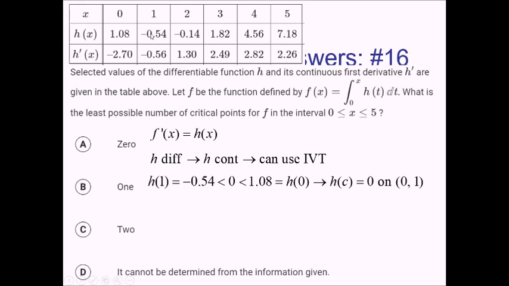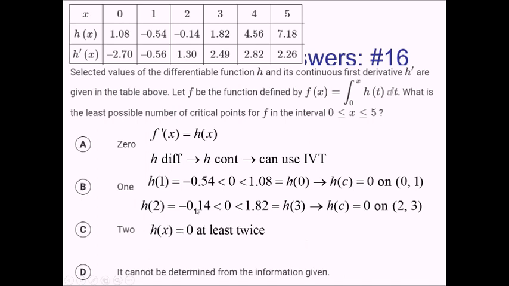So going along the same vein, looking for other sign changes in our table, we notice that here from 2 to 3, we're changing from negative to positive. Just to write it out officially here, h of 2 is negative 0.14, which is less than 0, which is less than 1.8, which is really just h of 3. Therefore, this tells us that h of c equals 0 somewhere on the interval from 2 to 3. So this tells us that since h of x is 0 at least twice, that means f itself must have at least 2 critical points on the interval from 0 to 5. So that's going to be choice C.